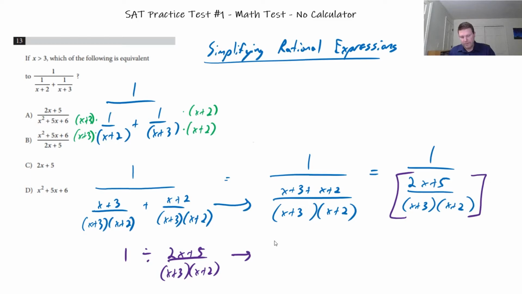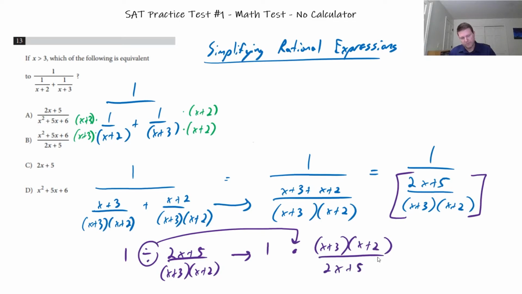So we're going to keep the 1 the way it is, change the division to multiplication, and then flip the second fraction. So it's (x plus 3)(x plus 2) all over 2x plus 5. Since it's 1 times this, it's not going to change the value of the whole fraction. All I have left to do is FOIL this top part, because as you can see, my answer as it is right now is not in here anywhere. So time to FOIL out the top.